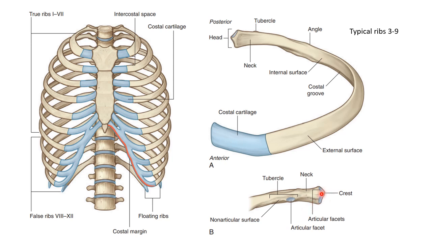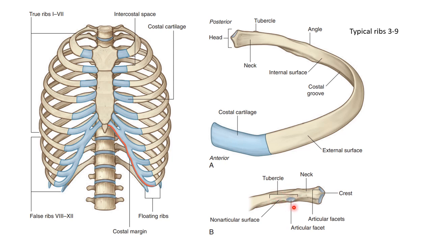Between the 2 facets, I have a crest. This crest articulates with the intervertebral disc. So here I have a vertebra, a body of vertebra, and below it another body of vertebra. This crest attaches to the intervertebral disc. If I go laterally, I have a slightly constricted region called the neck of the rib. Then the other region that goes slightly posteriorly is called the tubercle of the rib.